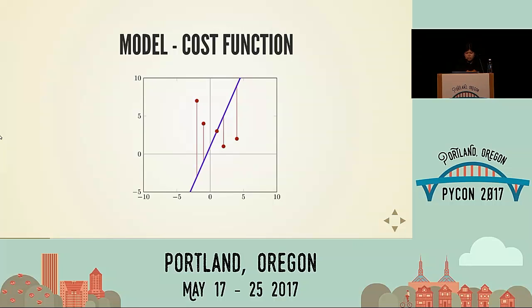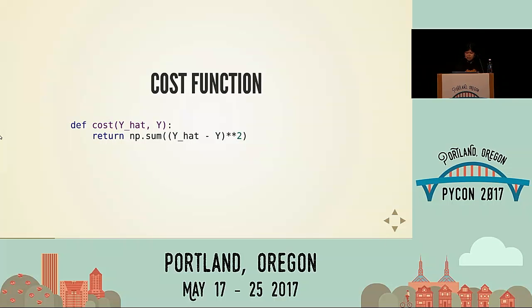What we're going to do is to take the difference between the prediction and the actual value and square that. Okay. So this looks a lot better because the length of those lines is a lot shorter. And that's what it looks like in NumPy.